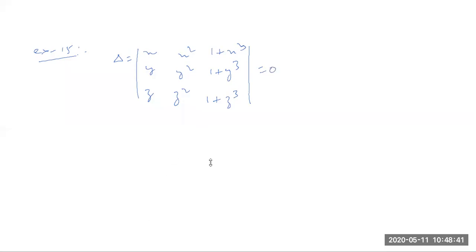Okay. Then what we need to do is to show that 1 plus xyz will be equal to 0. We have to show that 1 plus xyz will be equal to 0. Okay, you have to prove this. So let's start from here. We are given that the value of this determinant is 0 and we have to prove that it is equal to this. All right.